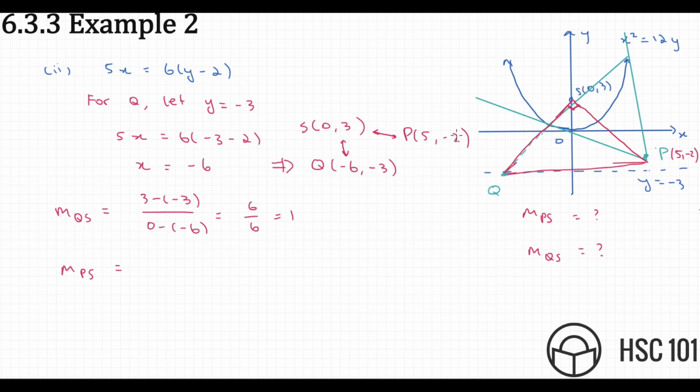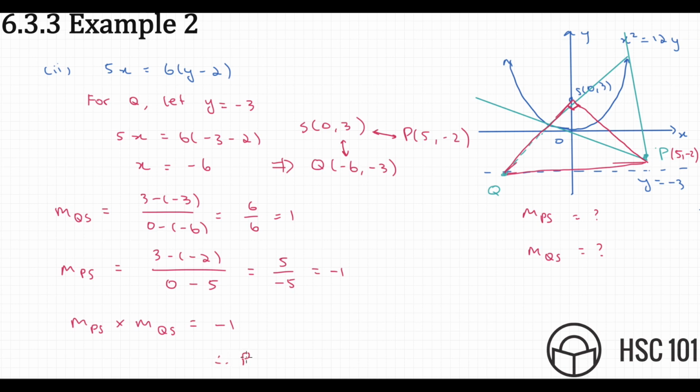So the gradient of PS in this case is going to be (3 minus -2), that's y2 minus y1, over (0 minus 5), that's x2 minus x1. We are looking at 5 over -5, which is -1. And what do you know, the gradient of PS times the gradient of QS, the product of the two gradients, is equal to 1 times -1, which is -1.